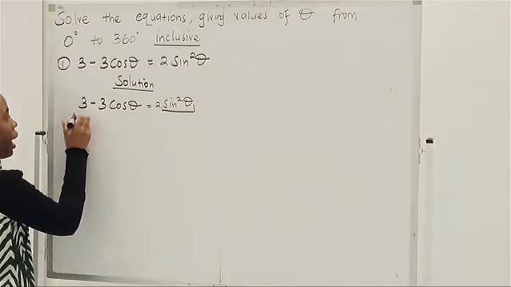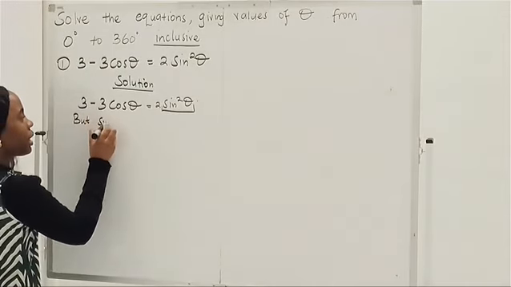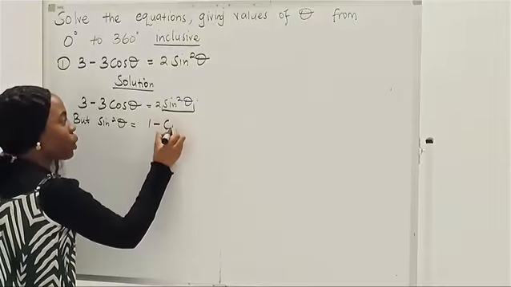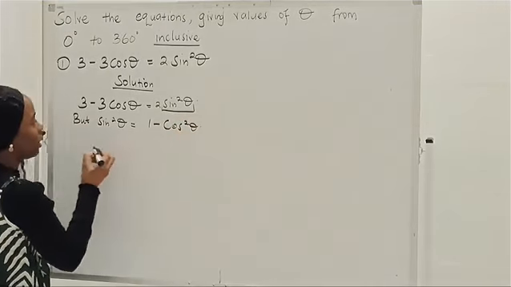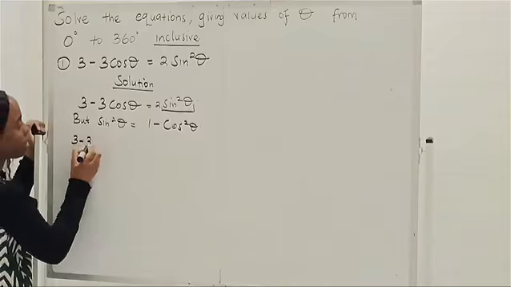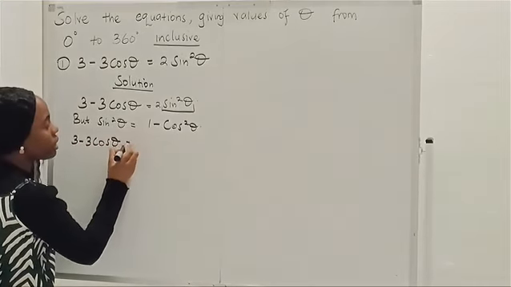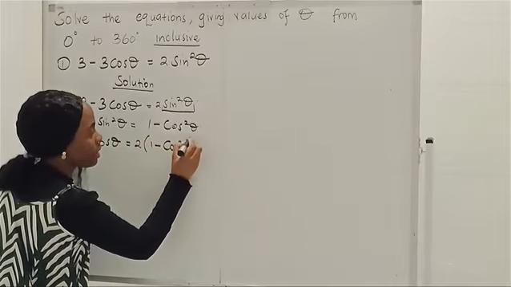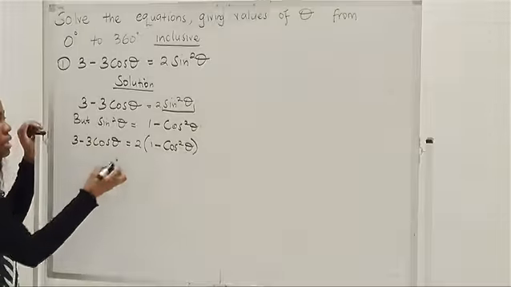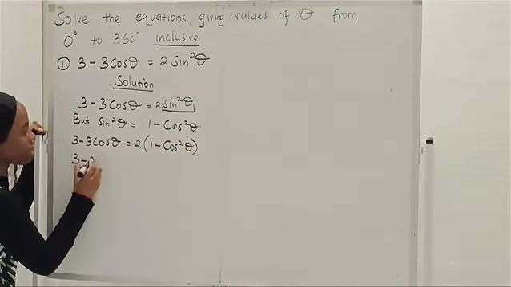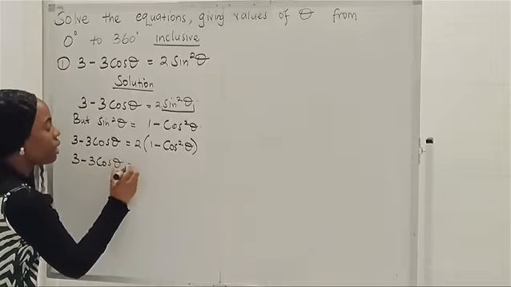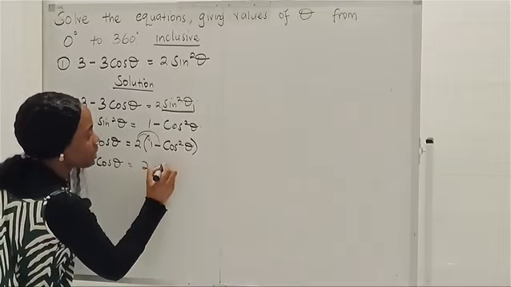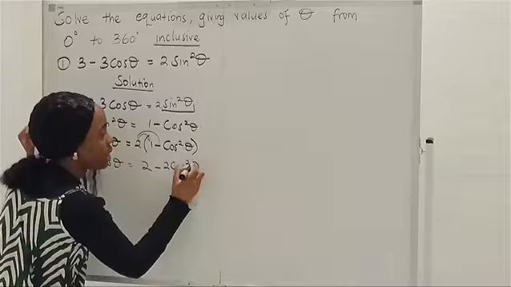So we shall say, but sine squared theta is equal to 1 minus cos squared theta. Now we shall have 3 minus 3 cos theta is equal to 2 into 1 minus cos squared theta. Okay, now let us distribute this 2. We have 3 minus 3 cos theta equals 2 minus 2 cos squared theta.